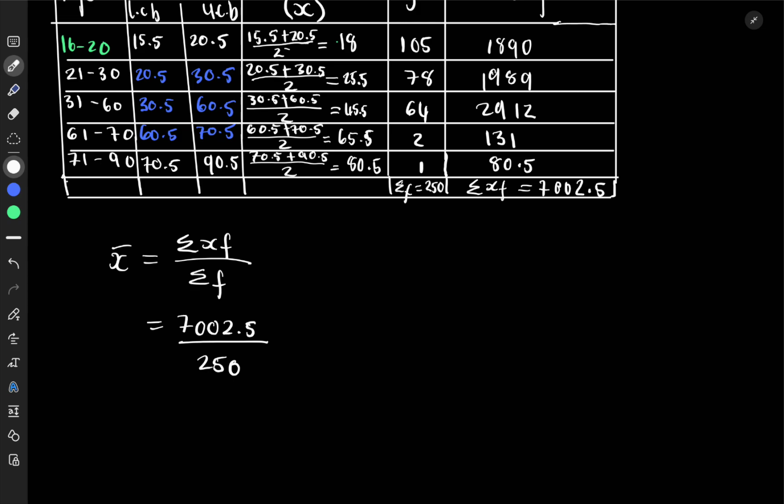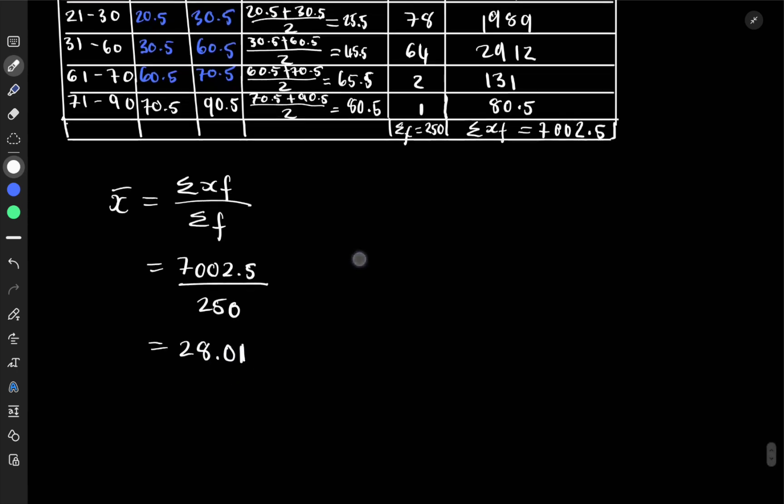I would get 28.01. That's what I got as my mean, which I know it is just going to be 28. That's the mean age, right? And you'd have your final solution.